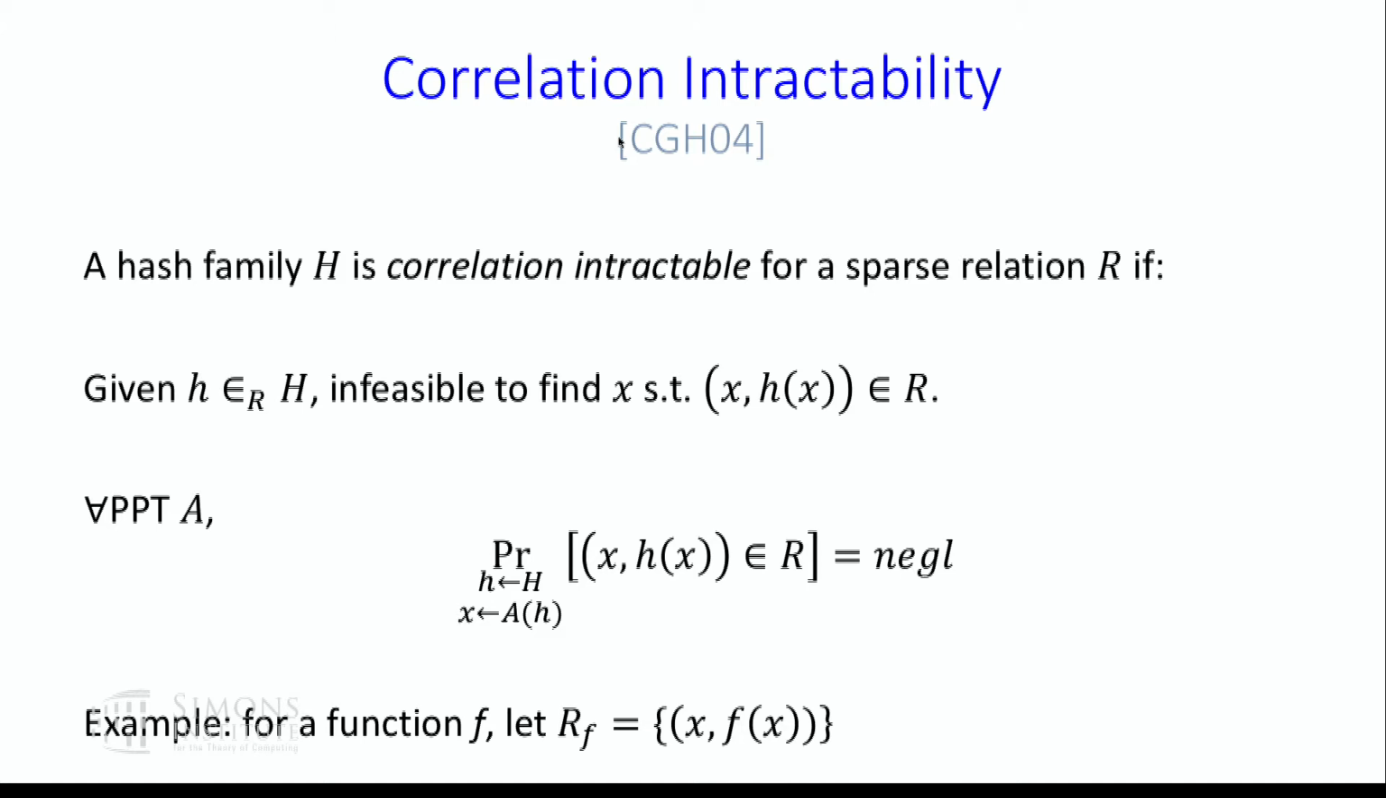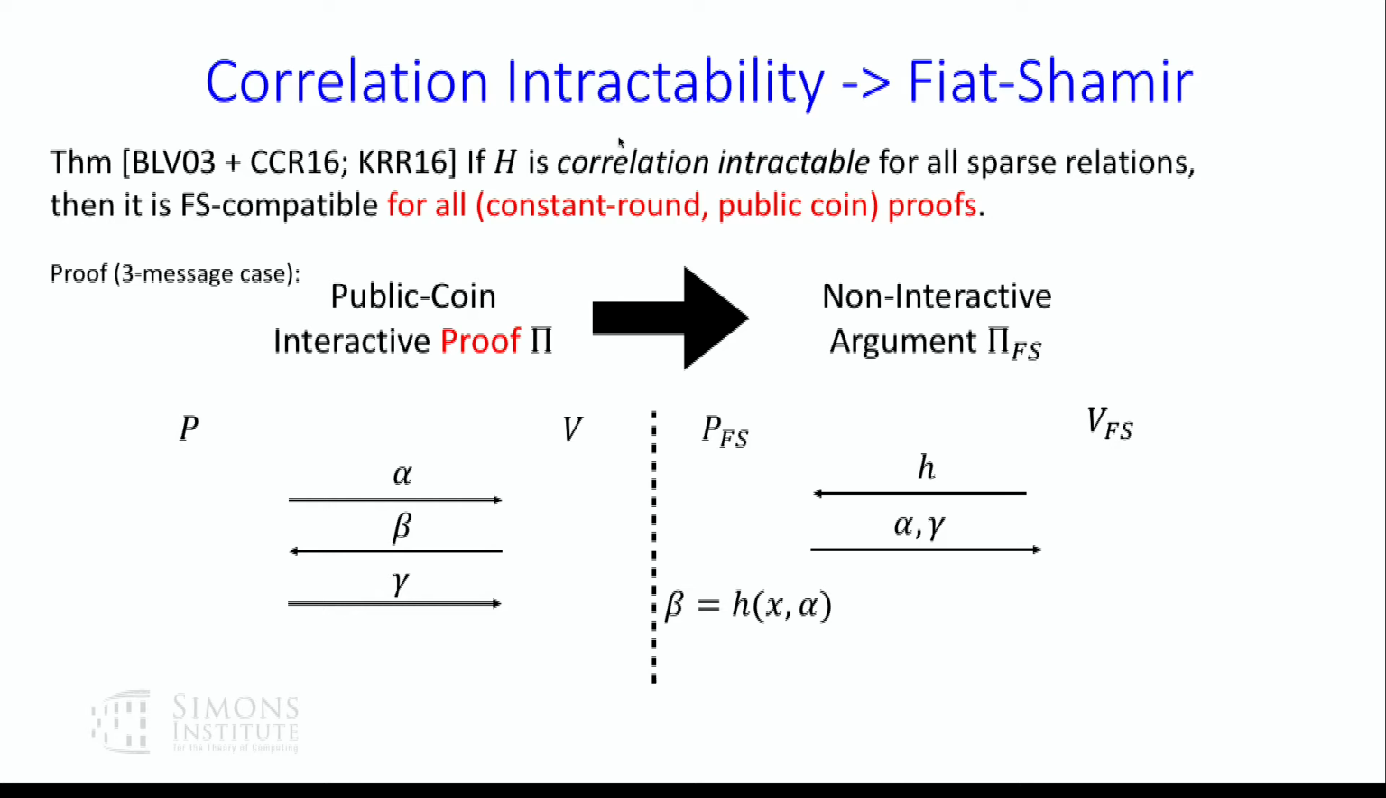So the first thing that I want to show you is that if a hash family is correlation intractable for all sparse relations, so the previous statement holds for every sparse R, then we can provably compile constant-round public-coin interactive proofs into non-interactive arguments via Fiat-Shamir, and we can prove security based on the correlation intractability of the hash family. I'm just going to show you the three-message case. It generalizes quite reasonably, but the proof is super simple in the three-message case.